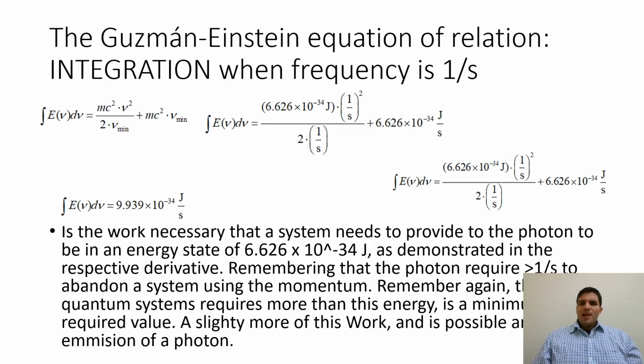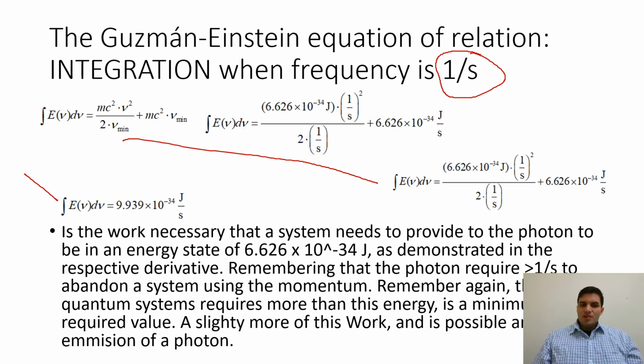When I applied to the equation a frequency of 1 cycle per second, the process is here and the result is here. It's the work necessary that a system needs to provide to the photon to be in an energy state of 6.626 multiplied by 10 elevated to negative 34 joules, as demonstrated in the respective derivative, remembering that the photon requires more than 1 cycle per second to abandon a system using the momentum.